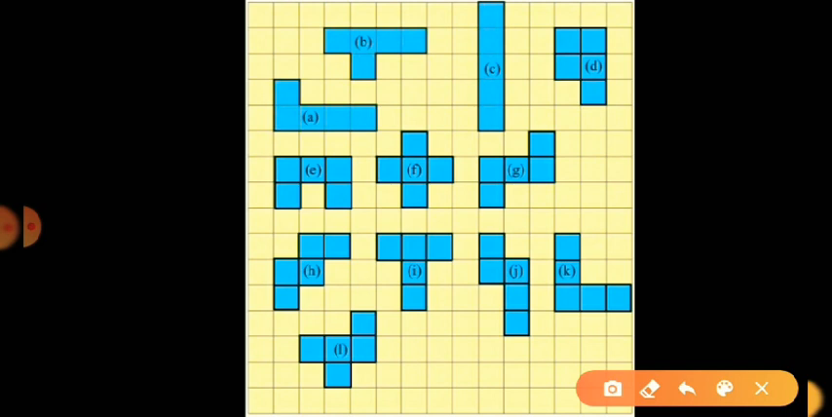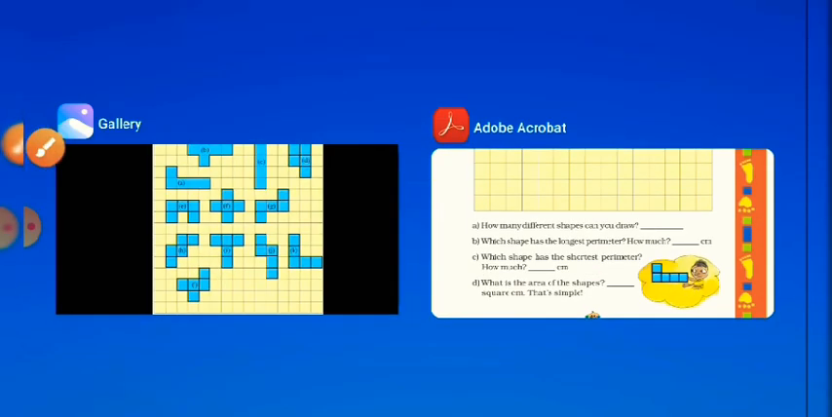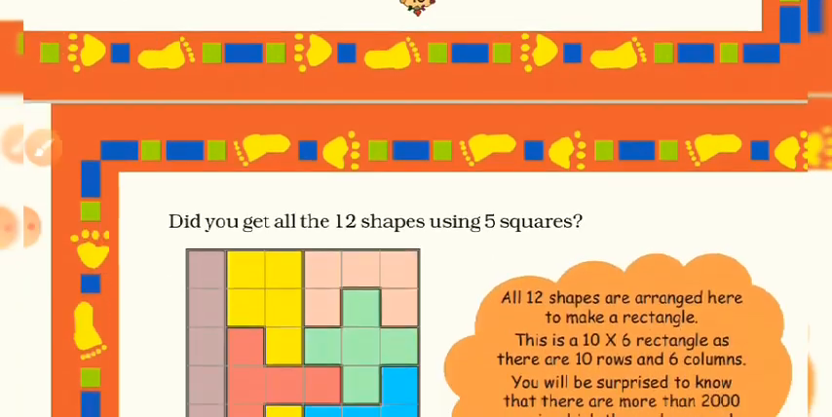Because this is a pentomino, and pentominoes have the same type of squares, and the area of one square is 1 square centimeter. So the area of 5 squares will be 5 square centimeters. Okay, and all these shapes have the same area. Now come to the next page.